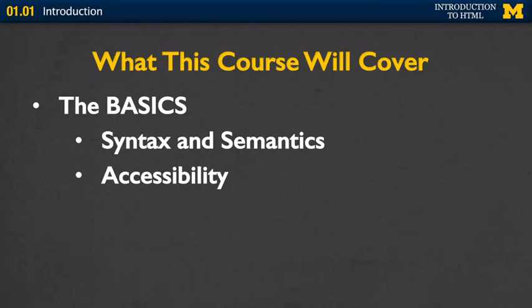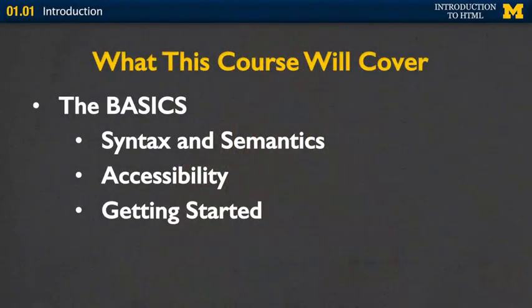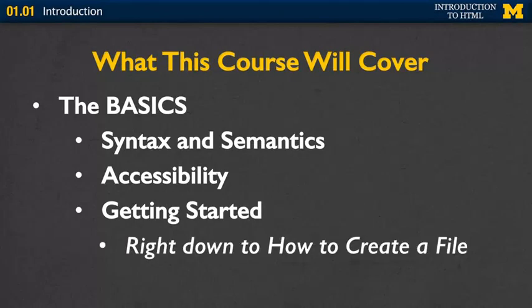After we cover the syntax and semantics, we're going to talk more about this accessibility idea that I just alluded to. This idea that if we're going to build a web page, what do we need to do to make sure the most people possible can access the information? We're also going to be talking about getting started in technology and writing code. And when I say getting started, I mean really getting started, right down to you and I walking through together how we're going to create a file.